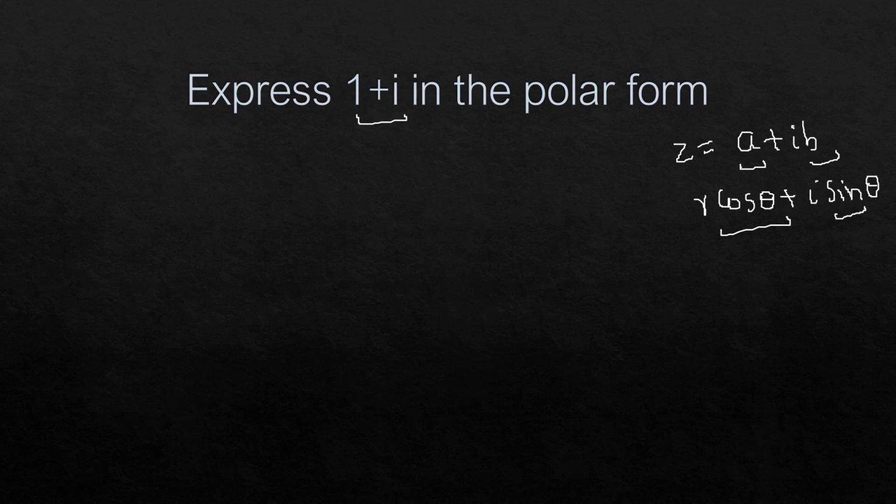It is written here that 1 plus iota has to be converted into polar form. When we write a plus iota b, this is the standard form. Now there is another form as well, where we have r cos theta plus iota r sin theta. R cos theta, if we compare, is a, which is the real part, and r sin theta is b. R is common to both of them.